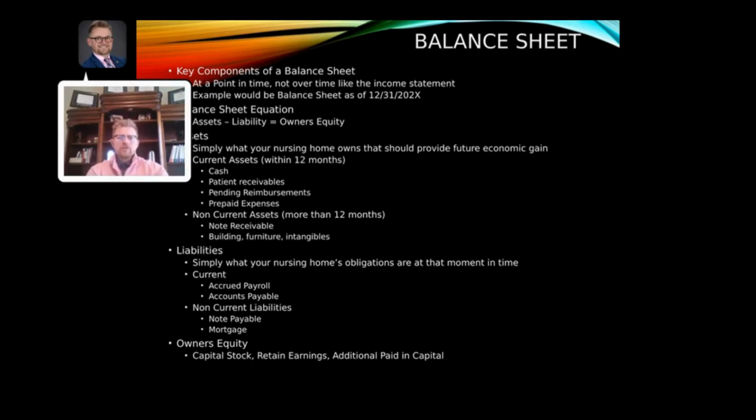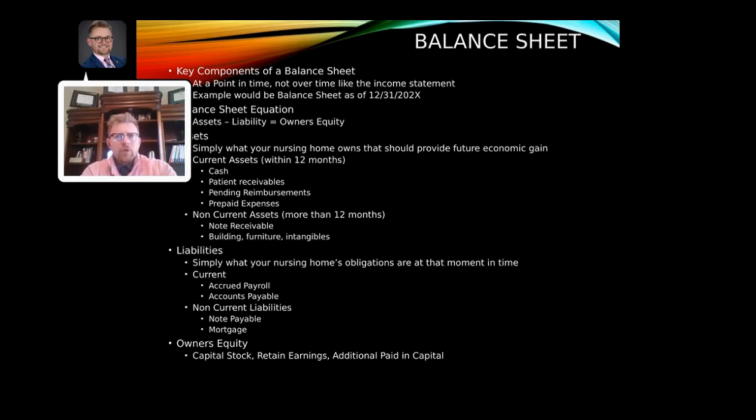The balance sheet equation is pretty simple. I don't think it's as straightforward as the income statement equation, but it's similar. The balance sheet equation is your assets less your liabilities equals your owner's equity. And similar to the income statement, there could be some different names within that owner's equity section of the balance sheet. It depends upon the ownership of the company. But for the purpose of this course, just owner's equity will suffice.